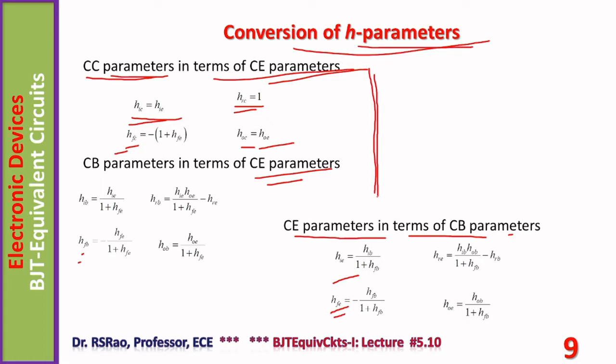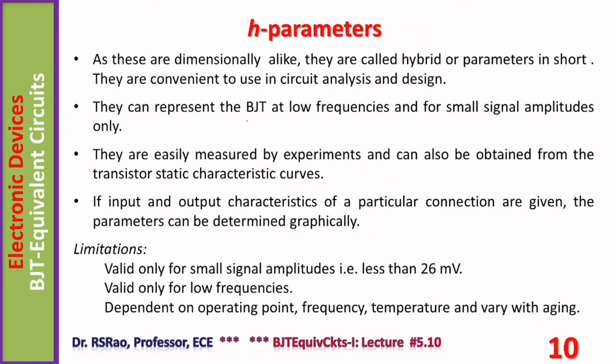So these relations now become handy. HIE is available, given by the manufacturer. HFE is given, H0 is given. From the given values, one can find HIC, HFC, HRC, H0C. Same is the case with common base usage of the transistor.